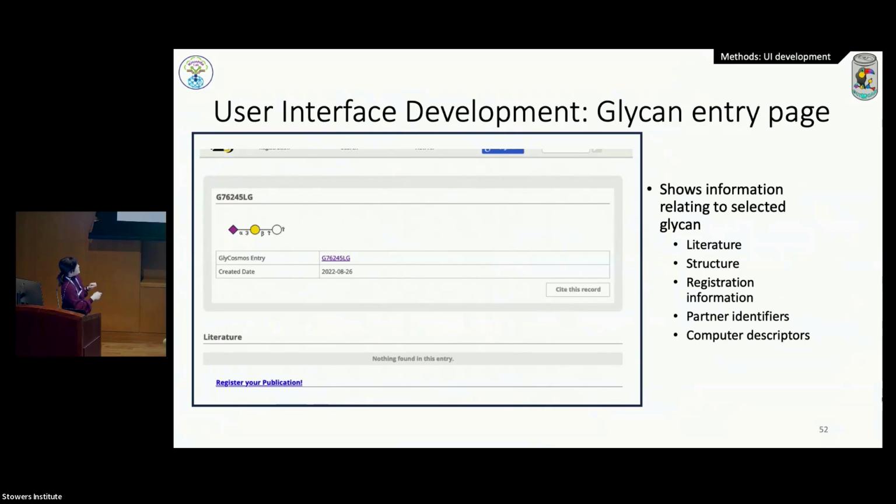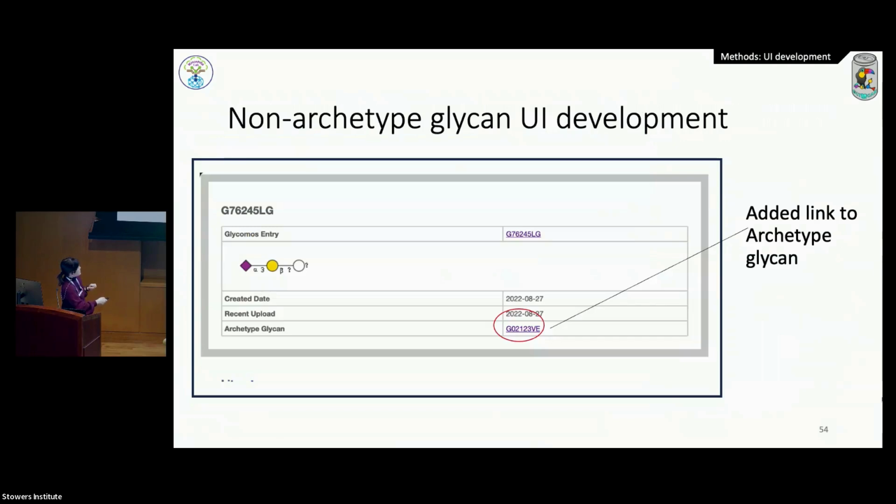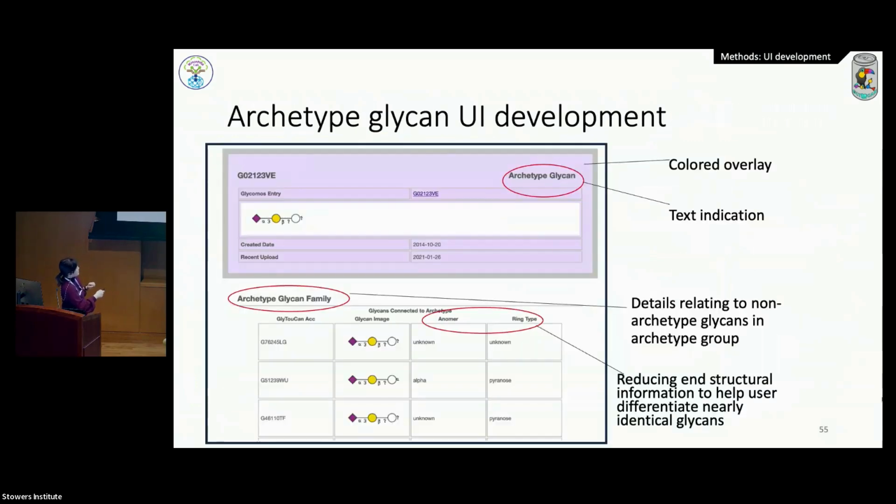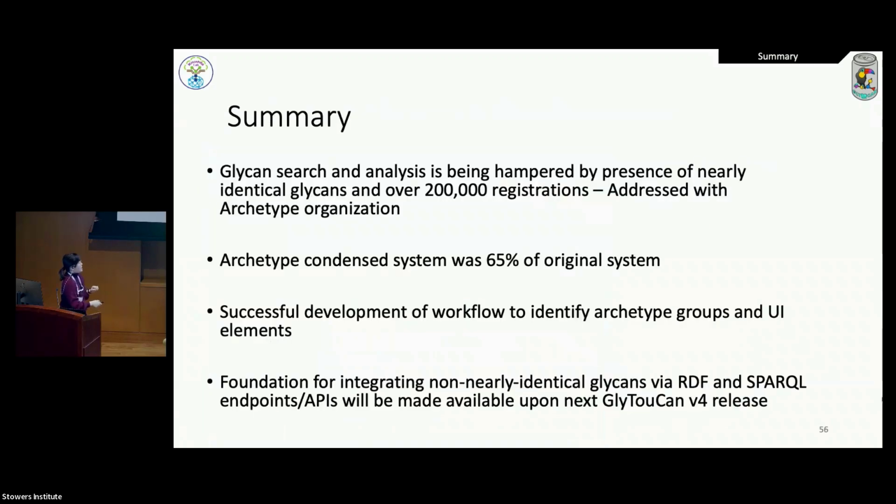By clicking on each glycan, we'll have the original interface for the glycan entry page for this glycan structure, but we will implement an additional link to the archetype glycan if it's not an archetype already. If it is a glycan archetype, it will list all the other glycans in that family, along with other information that indicates why they are not archetypes themselves. And of course, these will be linked to their entry pages in the end.